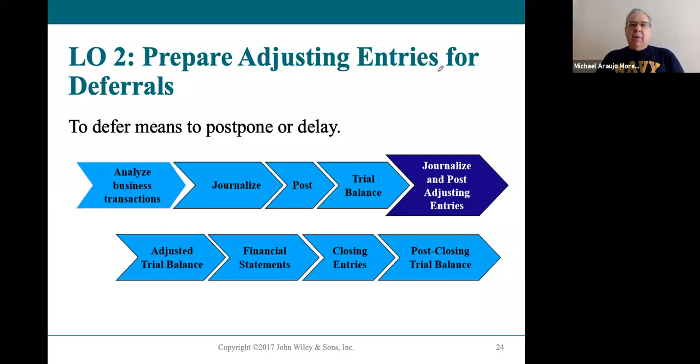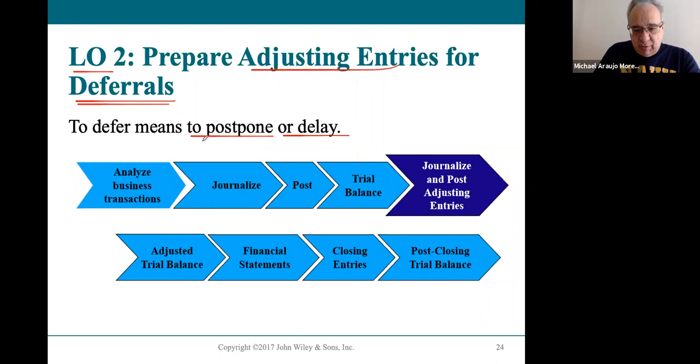Okay, so in the last part of the chapter, we were introduced to that adjustment process that has to go through before we actually close our accounting records for a period of time, whether it's 1 month or no more than a year. And those are called adjusting entries. In Objective 2, we're going to learn about those adjusting entries that are considered deferrals. So to defer, again, means to delay or postpone.